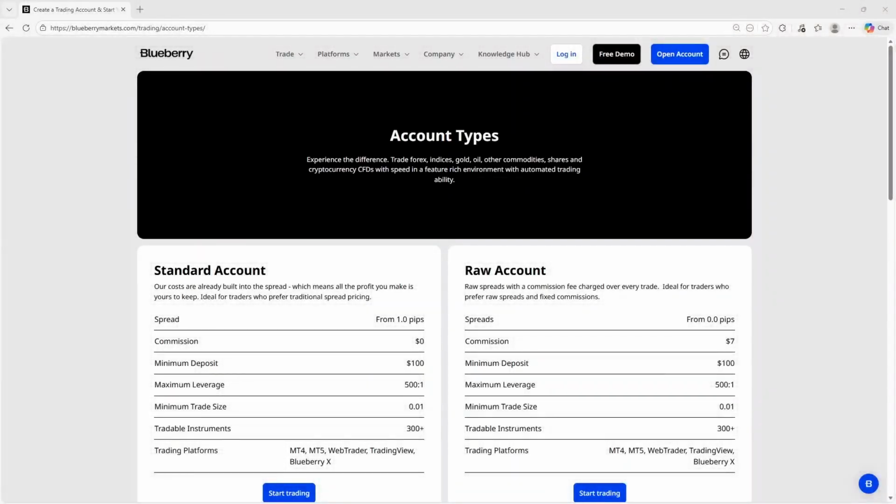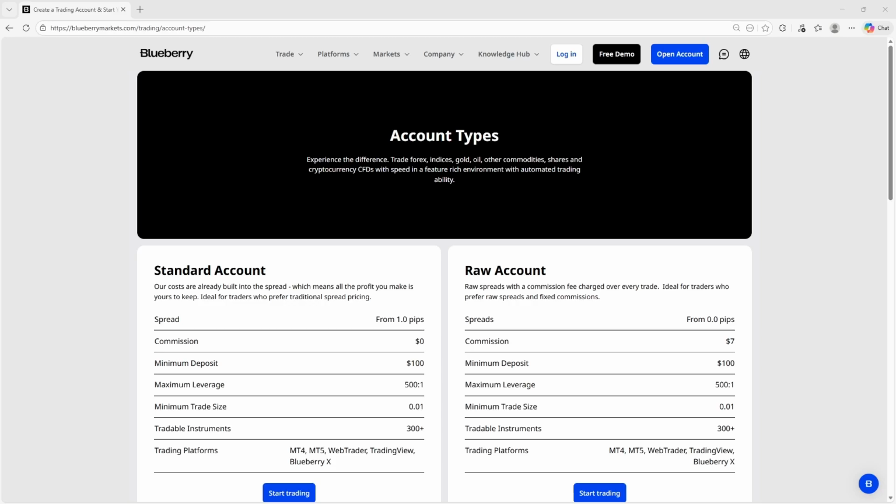Blueberry structures its pricing around two clear account models, keeping costs transparent and execution focused rather than layered with confusing add-ons. The standard account rolls all trading costs directly into the spread, with spreads starting from around 1 pip and 0 commission applied. This setup is designed for traders who prefer simplicity, predictable costs, and not having to calculate per trade fees.